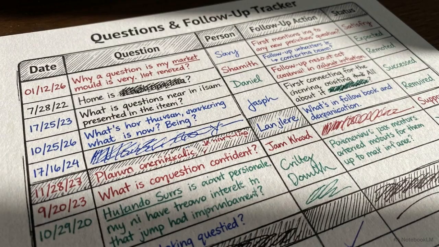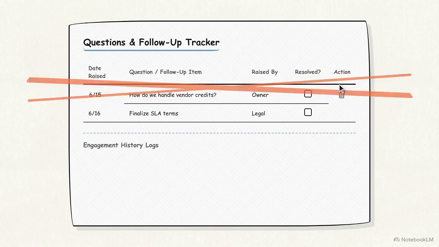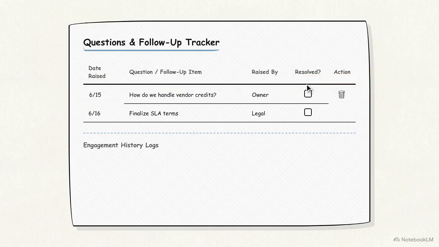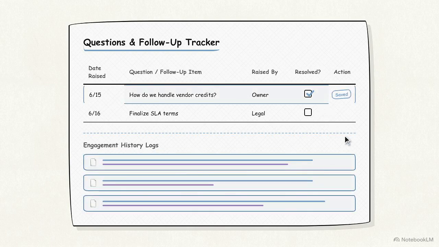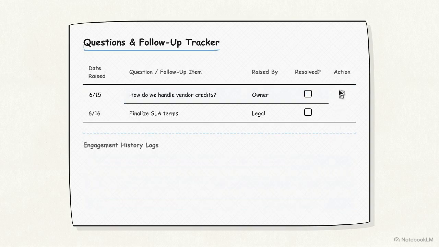Section 7.5 is the Questions Tracker, which serves as the ongoing communication log for the engagement. You might be tempted to delete a resolved question to clean up the document. Instead, you must toggle the Resolved checkbox. Deleting these rows destroys critical engagement history.